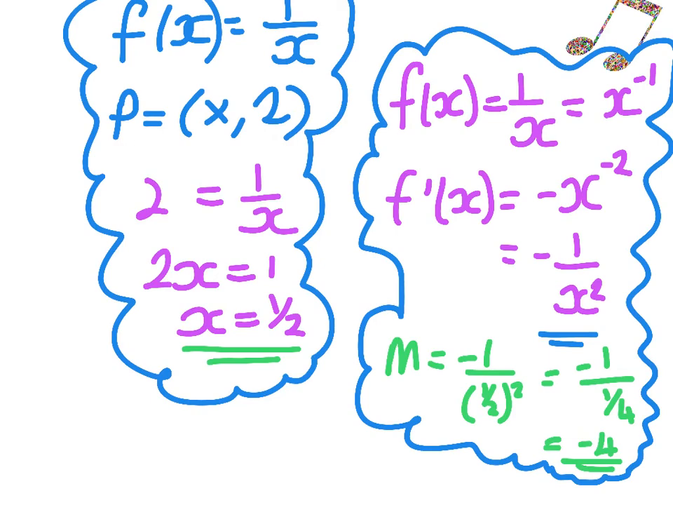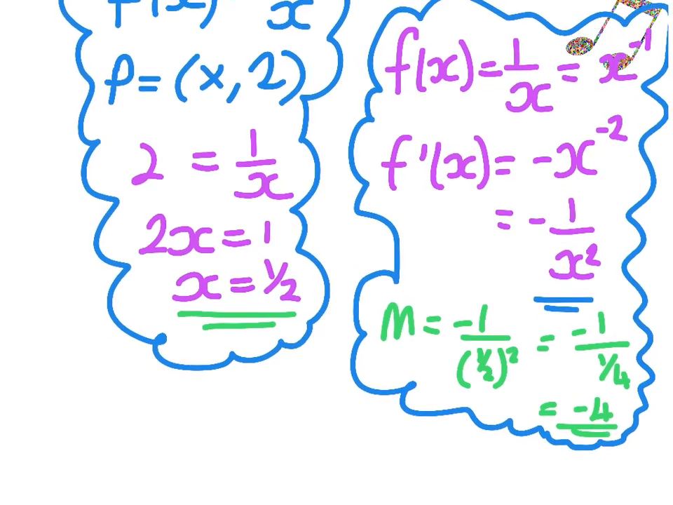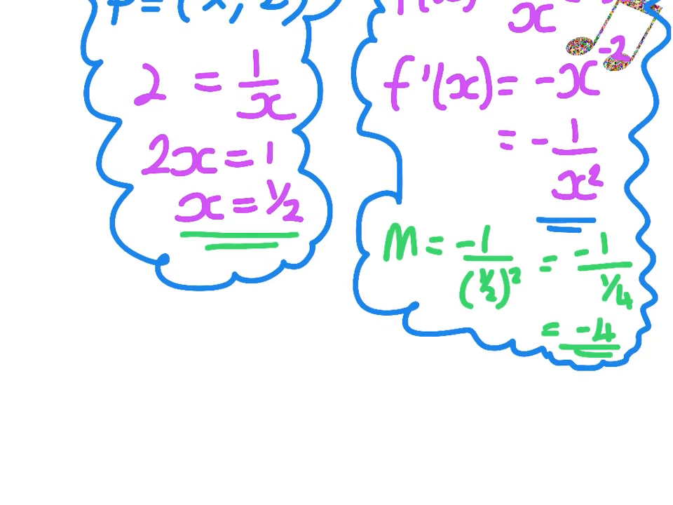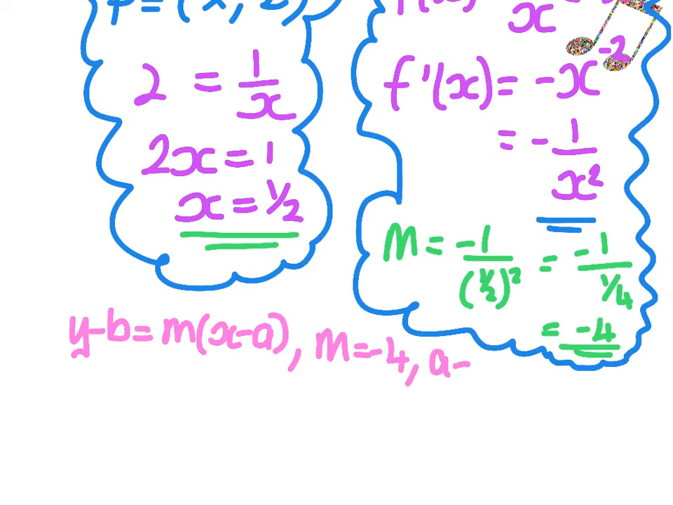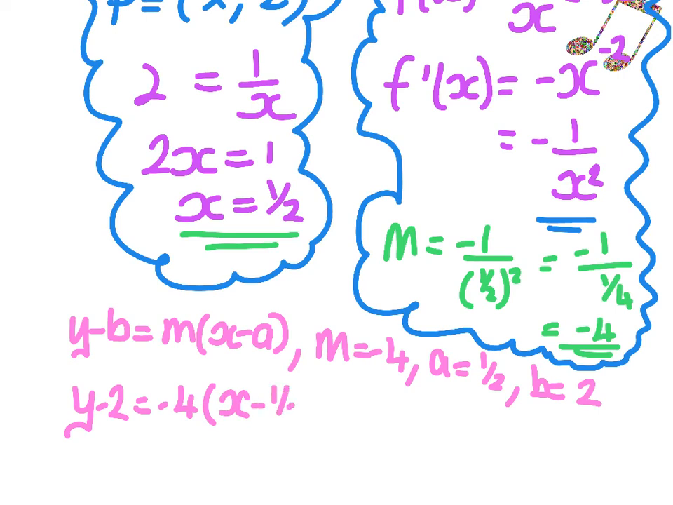Okay, so I've got a set of coordinates and I've got a gradient. I'm now going to use my straight line formula and substitute these things all in. So y minus b equals m times x minus a. I'm substituting in a gradient of negative 4, an x coordinate of a half, and a y coordinate of 2. So y minus 2 is equal to negative 4 times x minus a half.